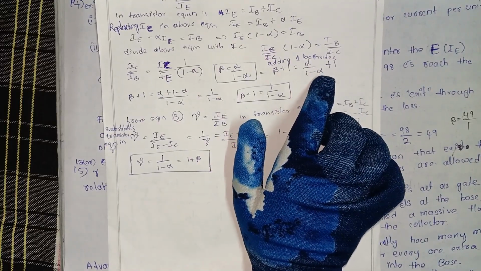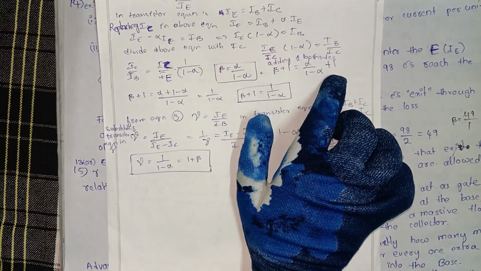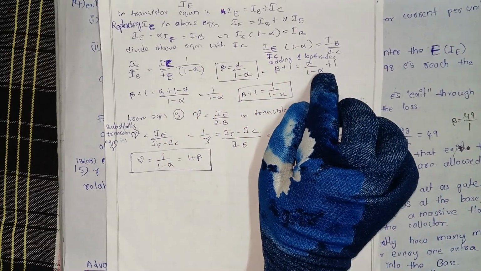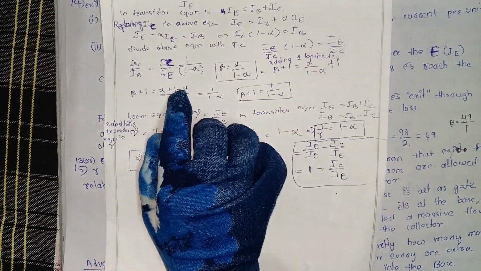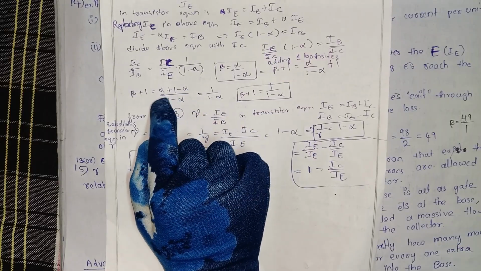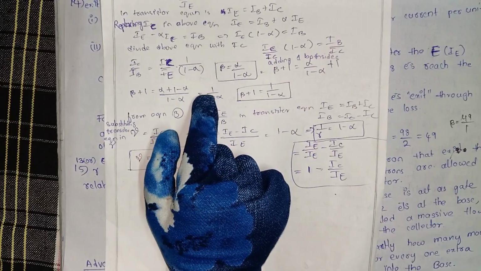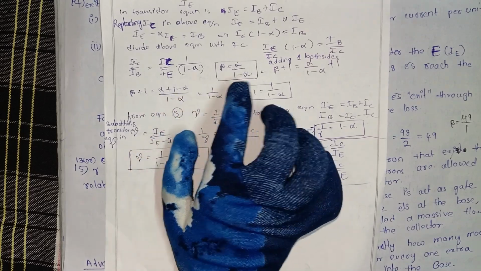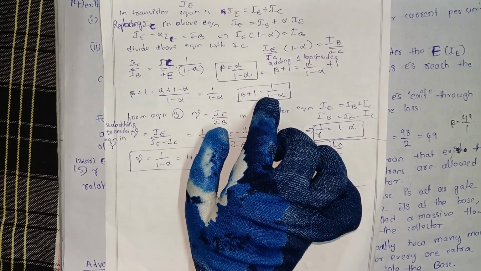Taking the denominator common for these two terms, we get 1 into alpha, and minus alpha into 1 minus alpha. The denominator is as it is, 1 minus alpha. So alpha cancels, plus alpha minus alpha cancel, then we get beta plus 1 is equal to 1 by 1 minus alpha.